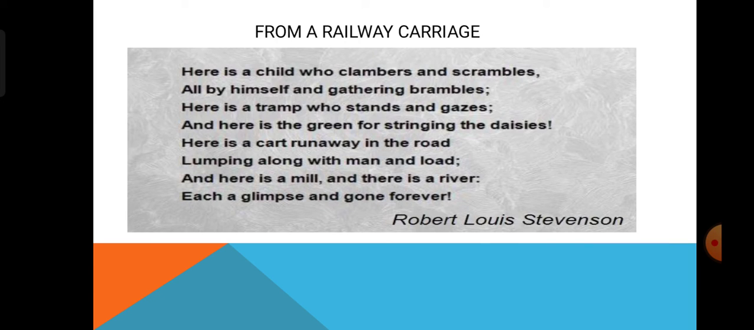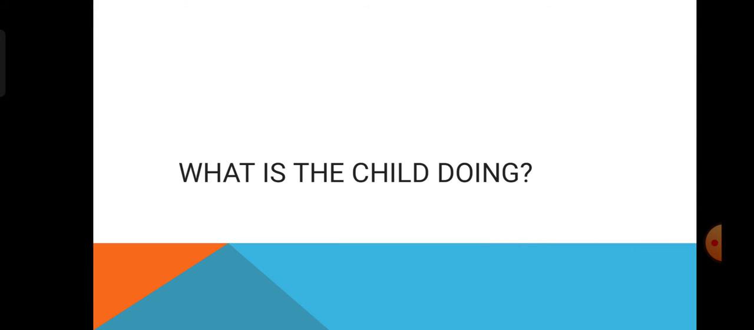So that's the second stanza. Now I'll give you some time so that you can read this stanza, and let's ask some scaffolding questions after that. Okay, dear students, hopefully you have read the stanza and are now ready to answer the scaffolding questions.